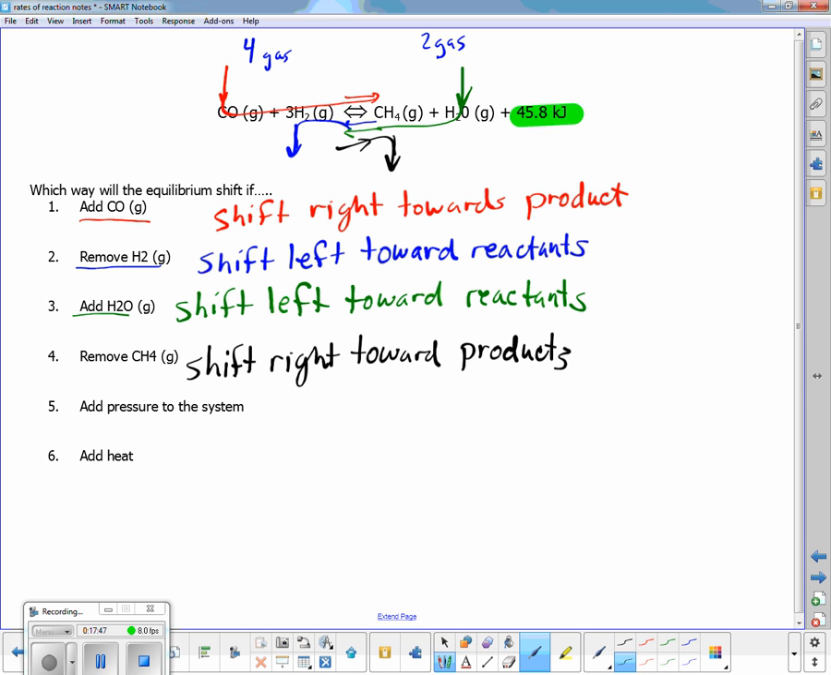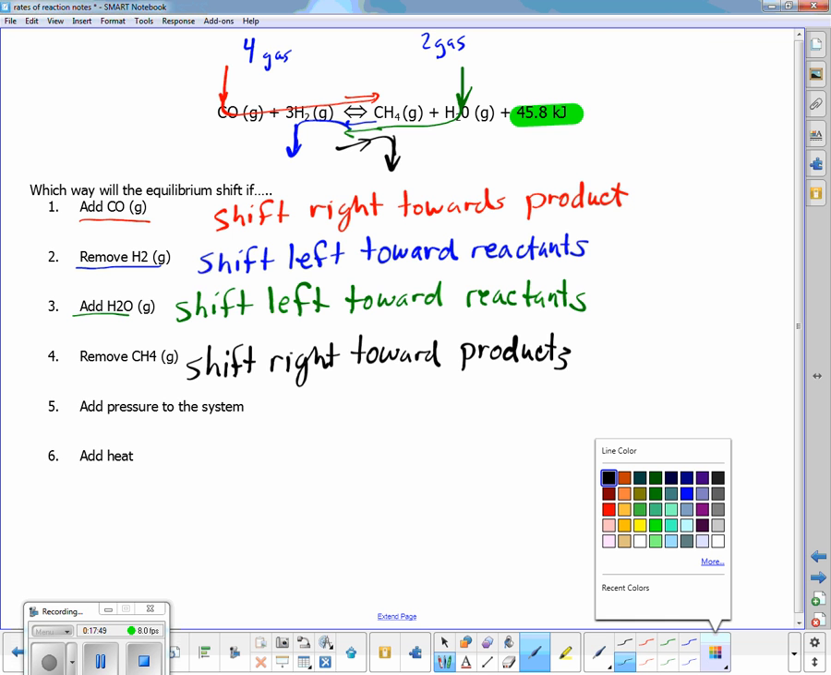All right, so let's do the next one here. I've got to pick another color over here. We'll try purple. Okay. I'm adding pressure to the system. What is that going to affect? Thomas?